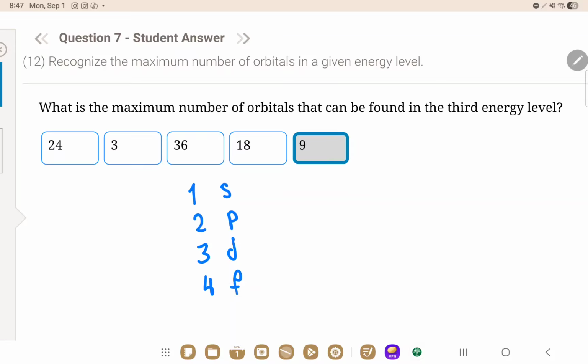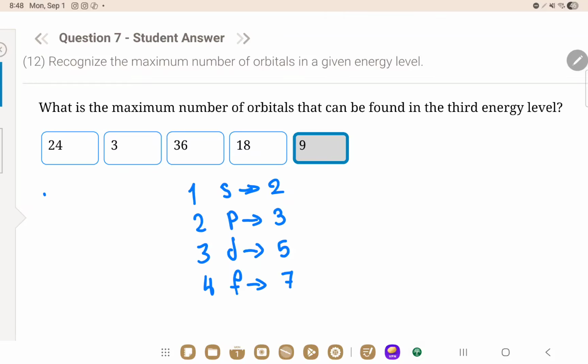Now, for this, you need to memorize a few things. That S has 1 orbital, like it has 1 box in it. P has 3 boxes, D has 5 boxes, F has 7 boxes. I think that you have to memorize these. There's no way to not.